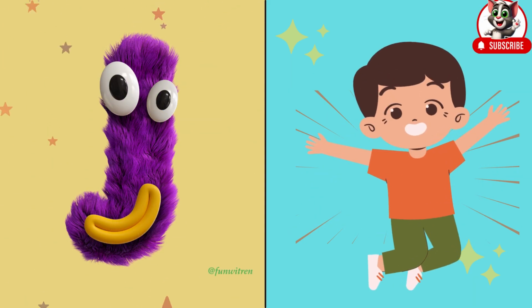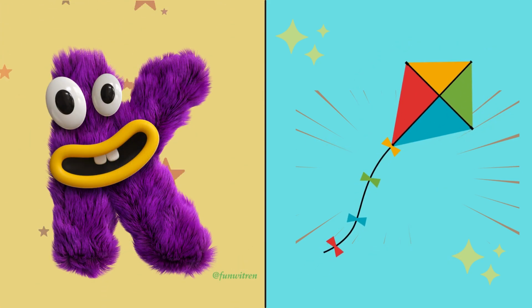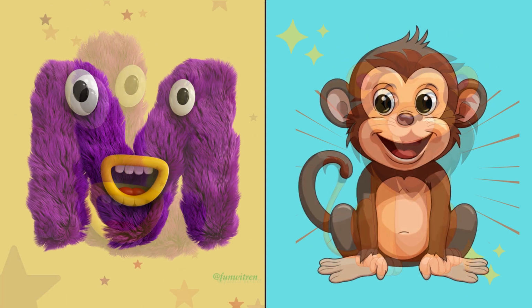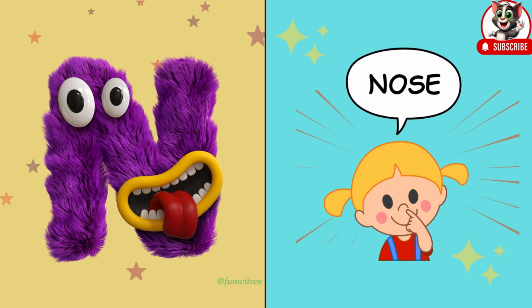J is for jump, J. K is for kite, K. L is for lion, L. M is for monkey, M. N is for nose, N.